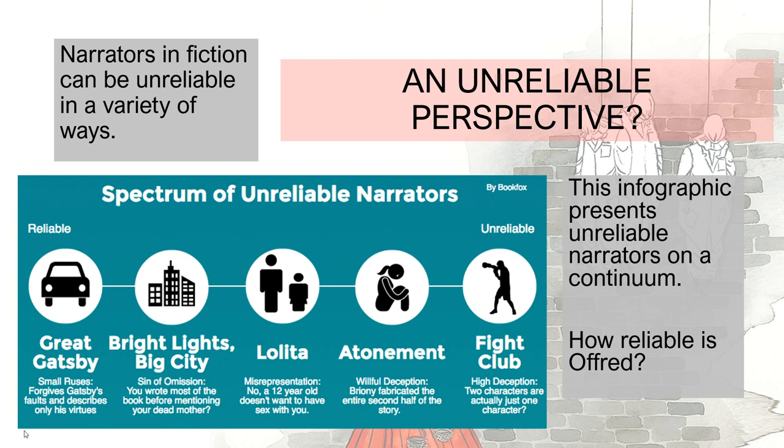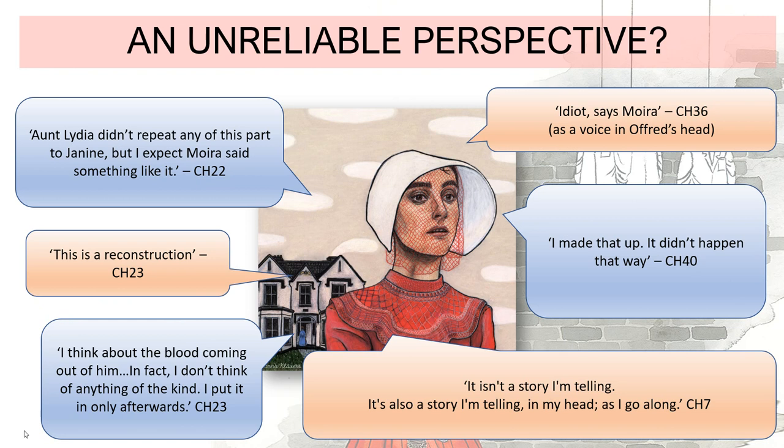Now, I can't do that accurately because I haven't read all of those texts, but it's definitely worth evaluating how unreliable Offred's narration is. And here's a little collection of quotes which remind readers that Offred is a deeply subjective and unreliable narrator. So, for example, here, Offred kind of admits, if you look at the top left quote from chapter 22 there, "Aunt Lydia didn't repeat any of this part to Janine, but I expect Moira said something like it."